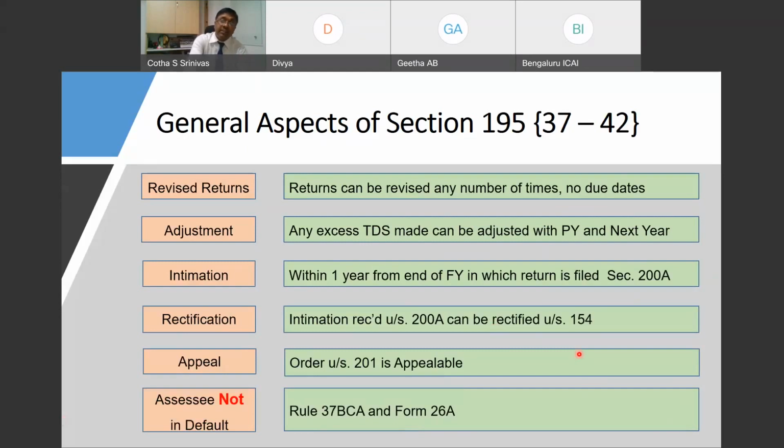Assessee not in default, I've already explained, but there is one requirement apart from the payer doing certain activity. That has been given in Rule 37BCA and Form 26A. Whenever the payee has done all those three things, that is, he has considered that income, paid the tax, and filed the return of income, he has to get a certificate. Who has to certify that? A practicing chartered accountant has to certify that he has considered this income, paid the tax, and filed the return of income, and it is in Form 26A that he has to issue a certificate to the deductor. If he produces that to the department, he will not be considered as assessee in default.